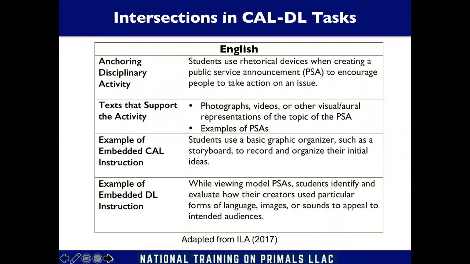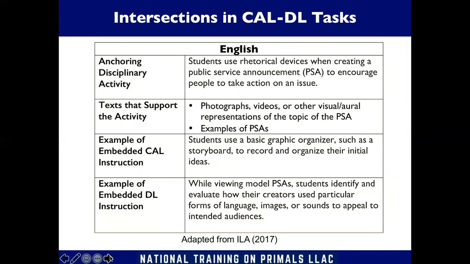In this example, the anchoring disciplinary activity is the use of rhetorical devices when creating public service announcements to encourage people to take action on an issue. And the texts used to support the activity include photographs, videos, other visual or oral representations around the topic of the PSA, and then examples of PSAs.